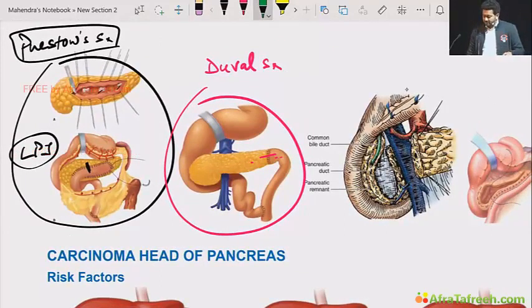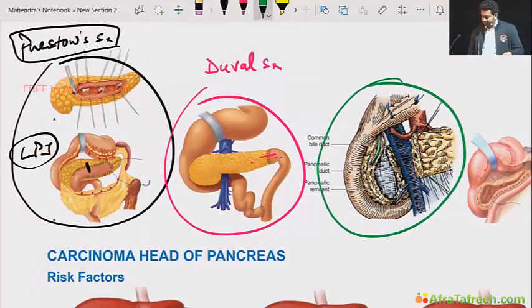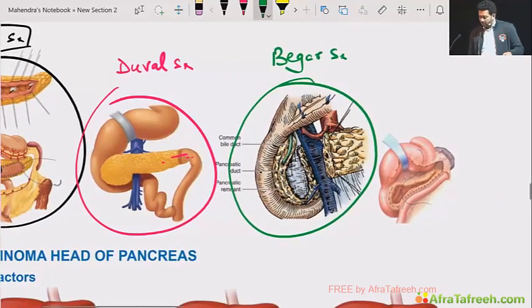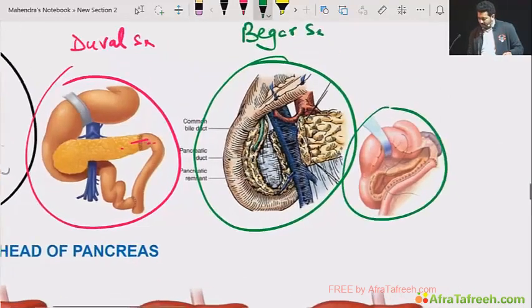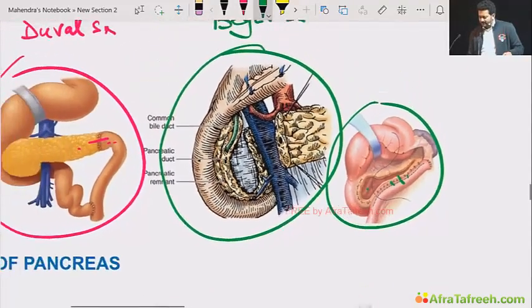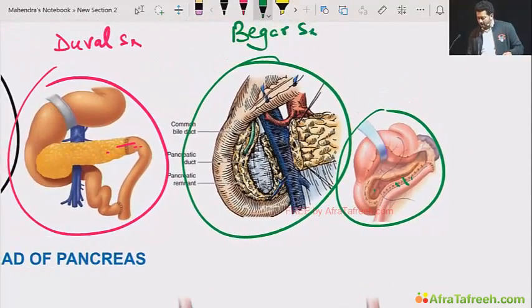In the resectional procedure, what is this surgery, where you will remove the head of the pancreas, sparing the duodenum? Duodenum-preserving pancreatic head resection, Beger surgery. And if you do the pancreatic head coring, you can see the coring of the pancreatic head, and then you do the LPJ. That is a type of hybrid resectional and drainage procedure, Frey surgery.